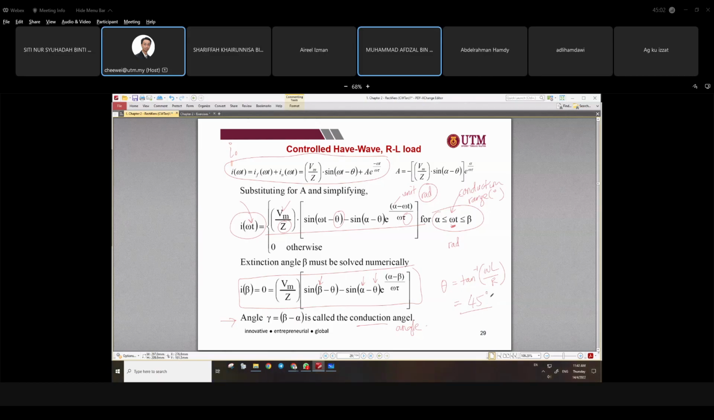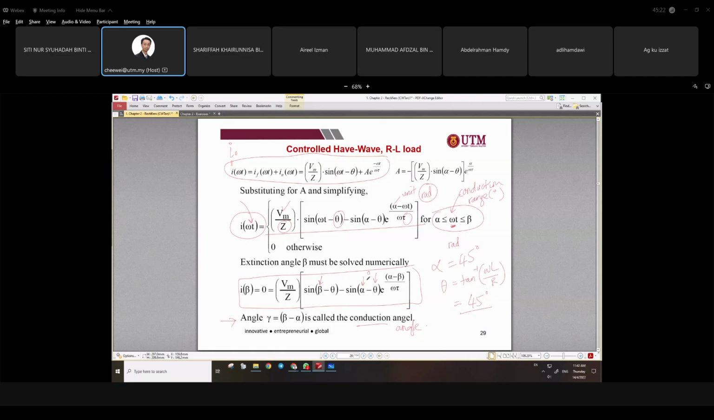Degree. Now, it seems to be very complicated, right? The equation is very long. But when you plug in, what is alpha? Alpha is given as 45 degrees. Now, theta is 45. Alpha is 45. What happens? 45 minus 45, what do you get?